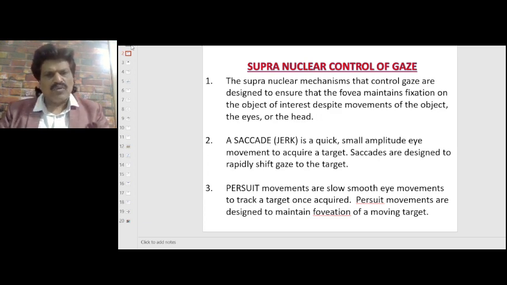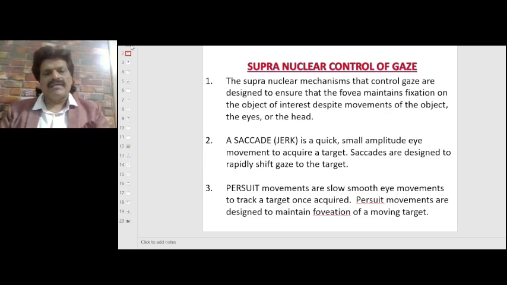So basically we have two important supranuclear pathways: first causing saccades, and second is the pursuit. A saccade is a fast movement. Someone knocks at the door, I want to look to the right. These fast movements, saccadic jerks, are quick small amplitude eye movements to acquire a target. Saccades are designed to rapidly shift the gaze to the target.